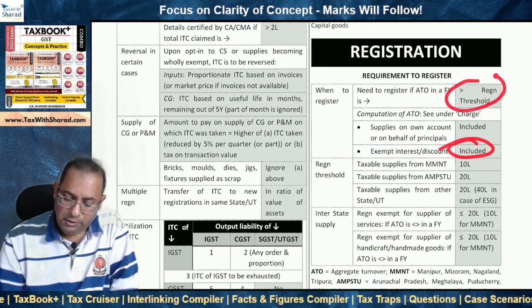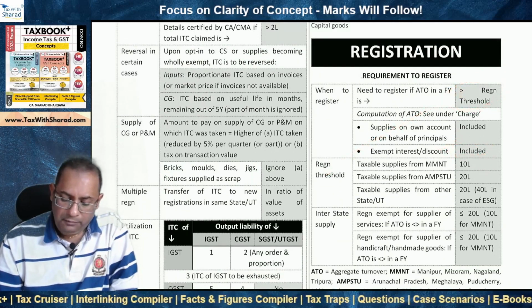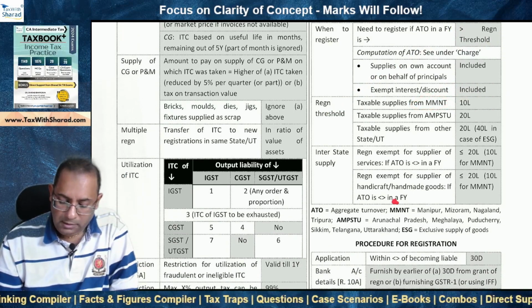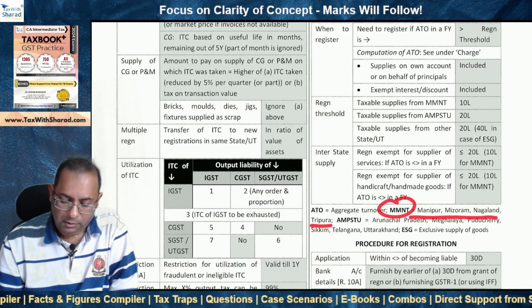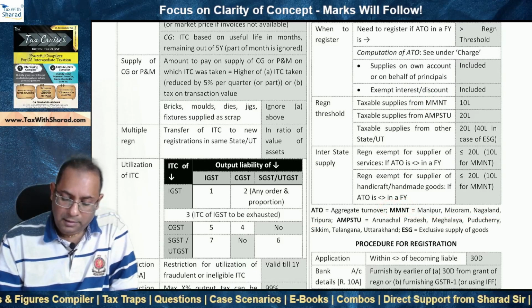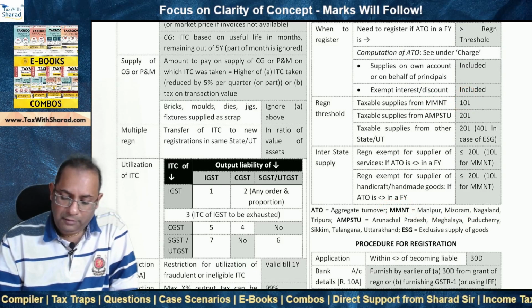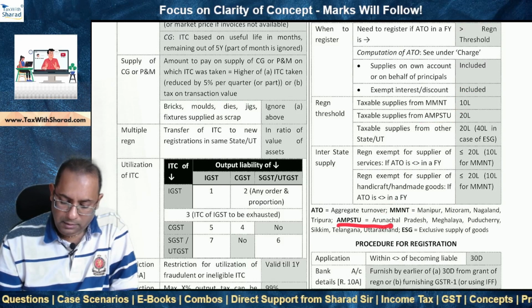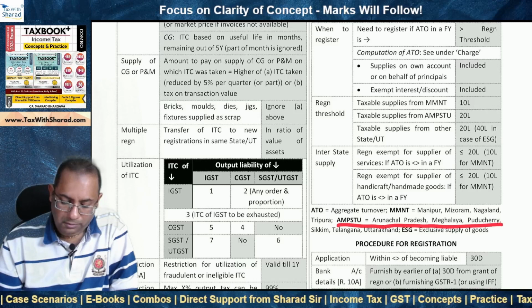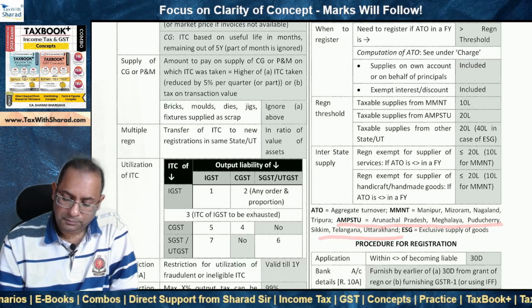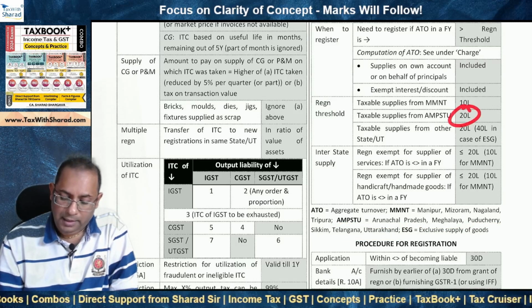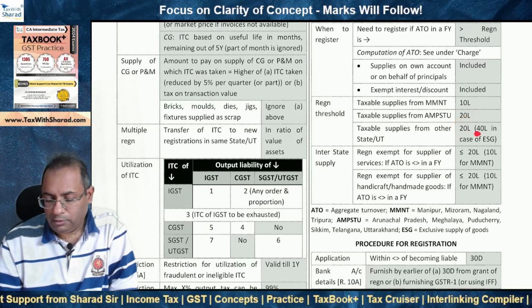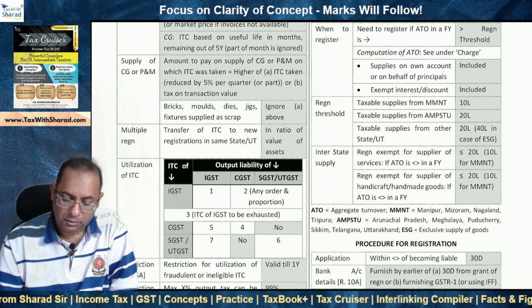And what is the registration threshold? If taxable supplies are from MMNT states, Manipur, Mizoram, Nagaland, Tripura, in that case the registration threshold is 10 lakh. If taxable supplies are from AMPSTU states, meaning Arunachal Pradesh, Meghalaya, Puducherry, Sikkim, Telangana, and Uttarakhand, then the registration threshold is 20 lakh. And from all other states or UT, it is 20 lakh. However, it is 40 lakh in case of exclusive supply of goods.